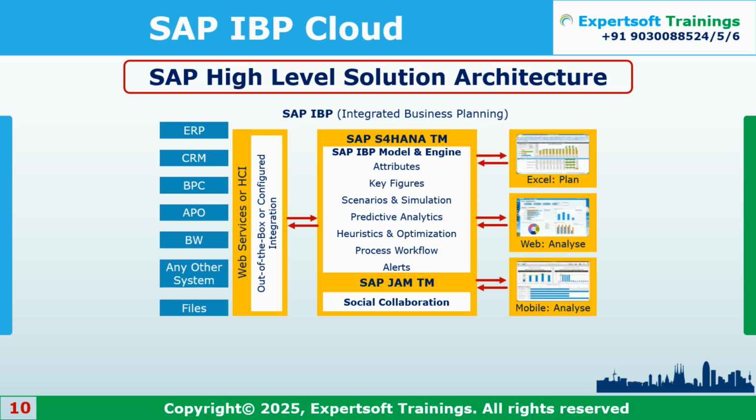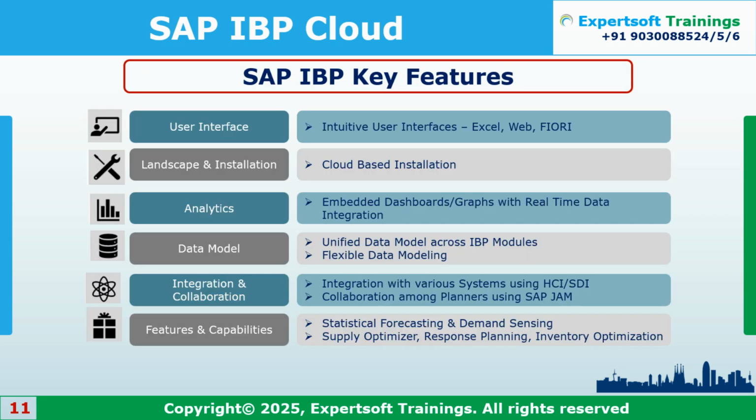So if you look at the key features of the IBP user interface, it comes with two user interfaces. One is Excel and the other is web. In the web, the applications are in the form of Fiori, so that you can easily access it. The screens are a little more user friendly.